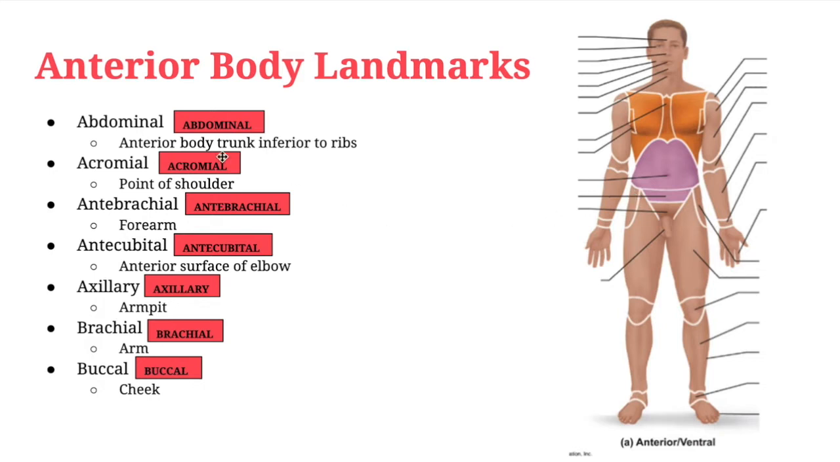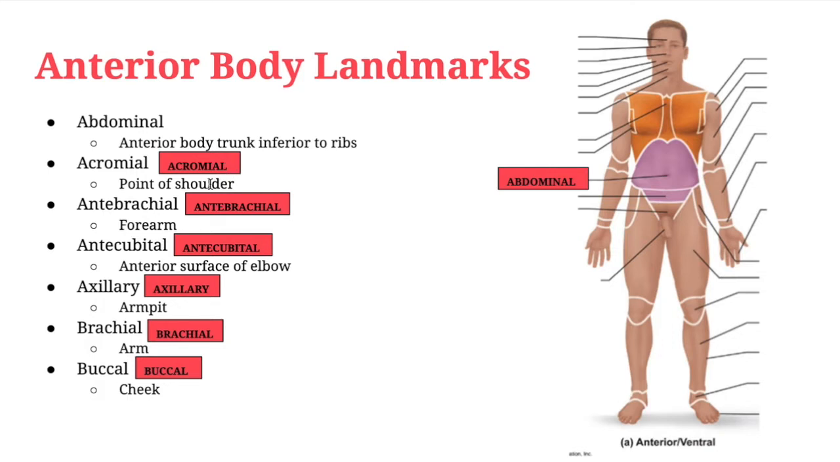First we have abdominal, so that's going to be the anterior body trunk, inferior to the ribs. So this would be the body trunk, and it's inferior to the ribs, so the ribs would be around here, which means that this section right here would be referred to as abdominal. So we can drag our label there.